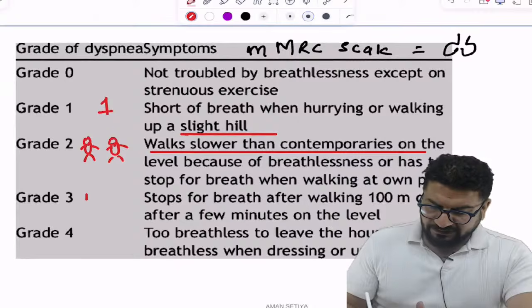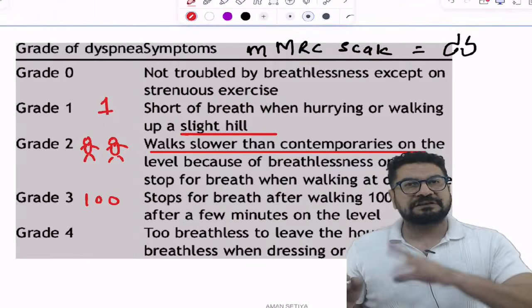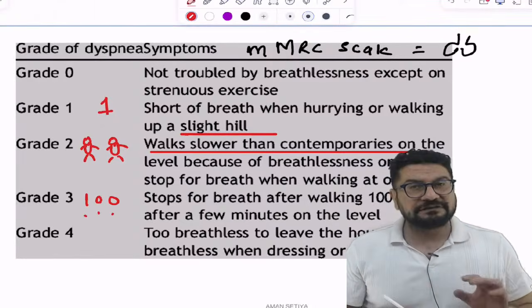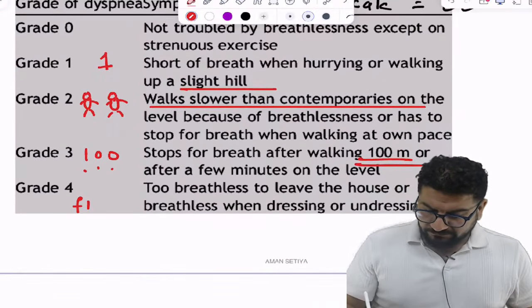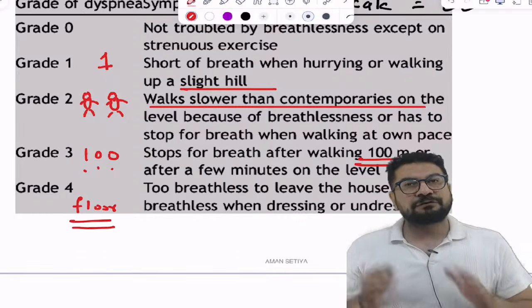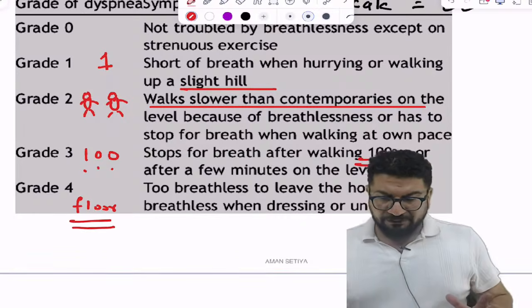3 means, if you look at 100, 100 means 1 2 3 words. Dyspnea on walking 100 meters. 4 means floor, lying on the floor. Unable to leave the house. So this is about your MMRC.